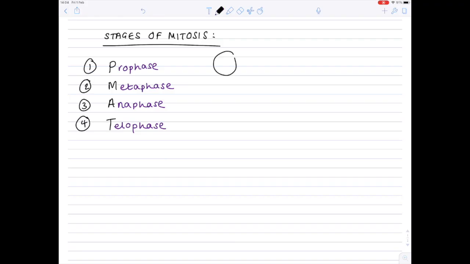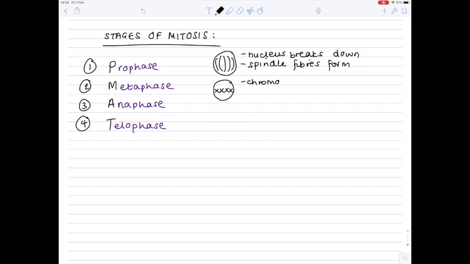And we know I can't draw, but here's my cell, and I'm going to say that the nucleus has broken down in it and spindle fibres form. So this is what happens in prophase. Then in metaphase, what you find is that the chromosomes line up at what's called the equator, so the middle part of the cell. In anaphase, the chromosomes separate and begin to be pulled to the opposite ends of the cell on these spindle fibres.